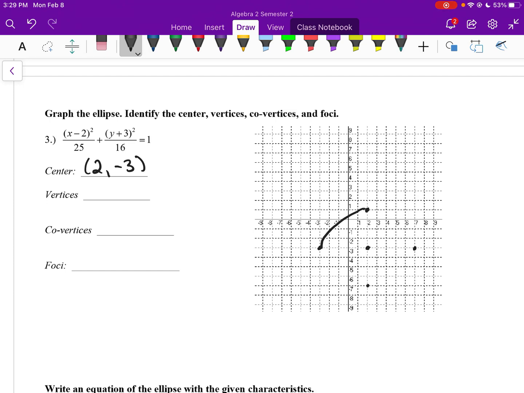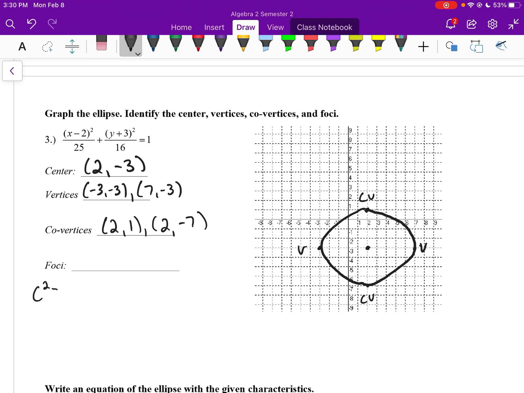Okay, and now we have our ellipse. Again, I like to label which points are further away. We went left and right further, so those are our vertices, while the up and down points are our co-vertices. So our vertices are -3, -3, and 7, -3, while our co-vertices are 2, 1, and 2, -7. Now, to figure out those foci, again, we're going to use c squared is equal to a squared minus b squared.